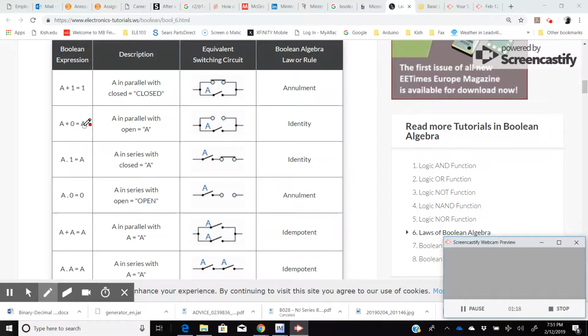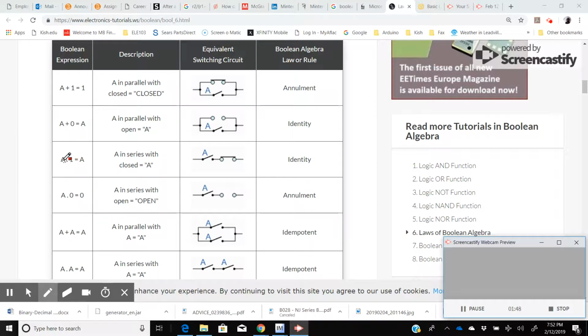This is the fundamentals behind what we've been talking about in the beginning of the OR gate. Anytime you have A, A could be anything. A could be 1. If it is 1, then we know it's going to be 1. If A is 0, then it's going to be 0. So this is called the identity property. A in series with closed, this is just A AND 1. So this is AND. This A AND 1 is going to go to A.